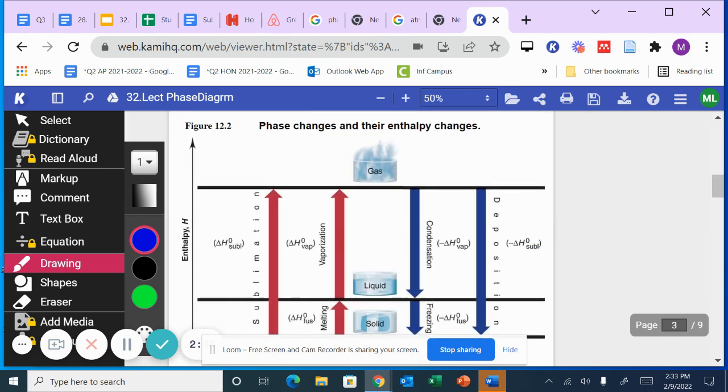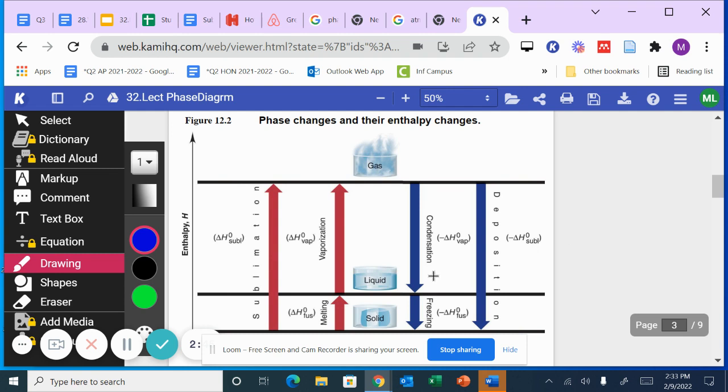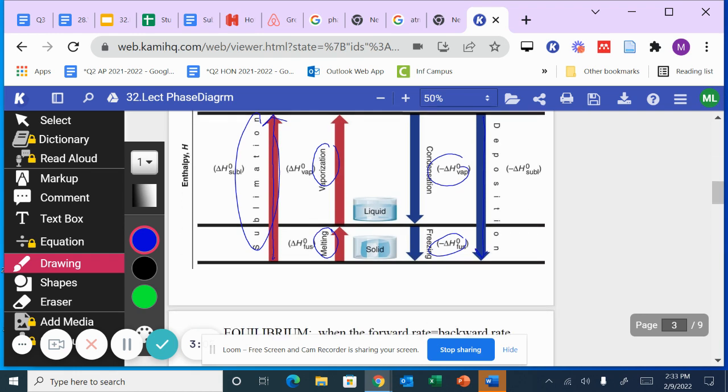Just some terminology for you. When a substance is going from solid to liquid, it's called melting; liquid to gas, vaporizing; going backwards, gas to liquid, condensation; and liquid to solid is freezing. If you're going from solid straight to gas, you are not getting a liquid phase. It is called sublimation, and the opposite is called deposition.